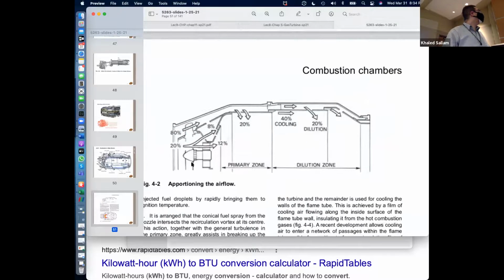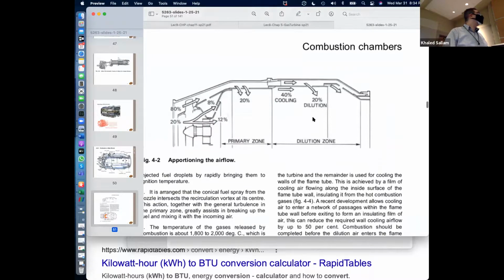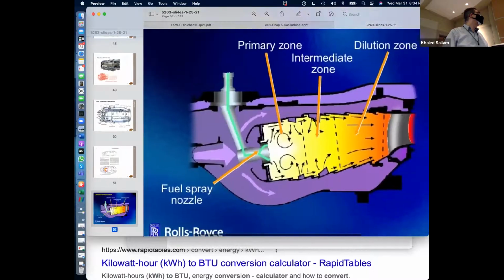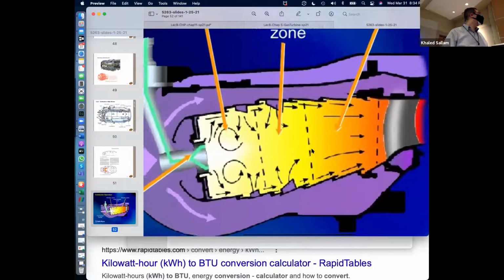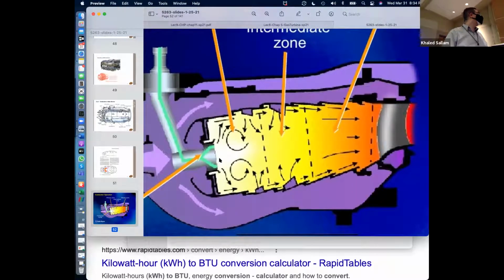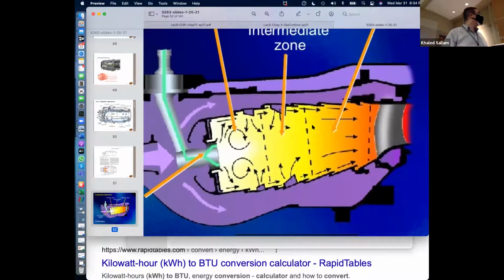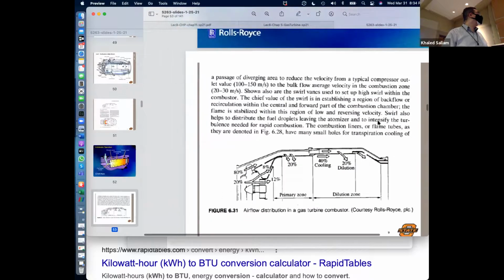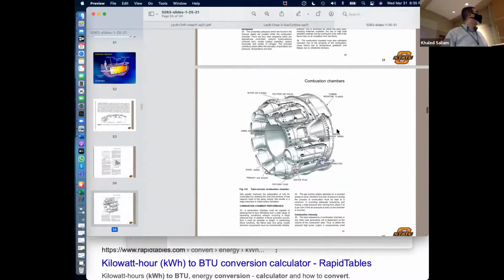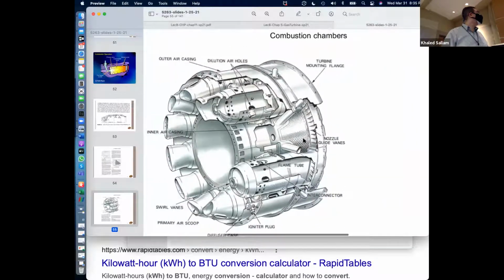So the point is, a lot of pressure drop through the combustion chamber. And look at how much air goes through the combustion, only 12%, but the rest of the air goes around to cool it. So that's why the air-to-fuel mass ratio is really high. Here is a smaller combustion chamber where they put the fuel and a lot of cooling, and then everything eventually leaves to the turbine. This is how a combustion chamber would look like.